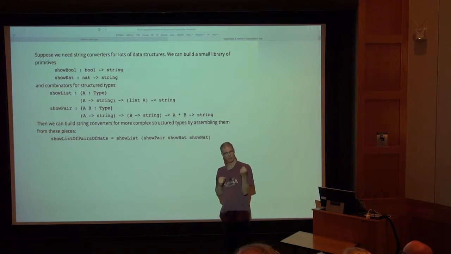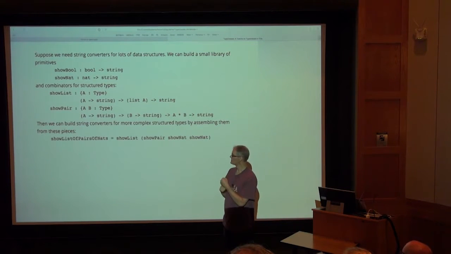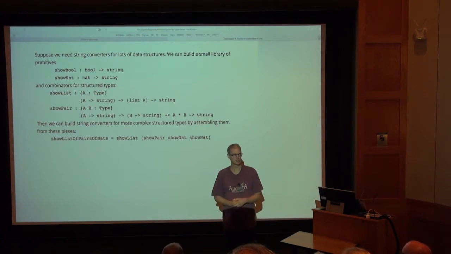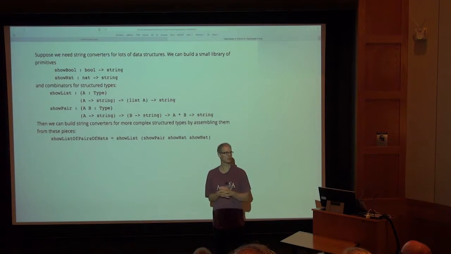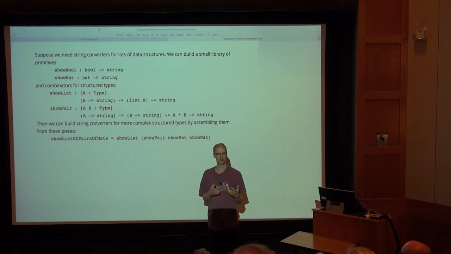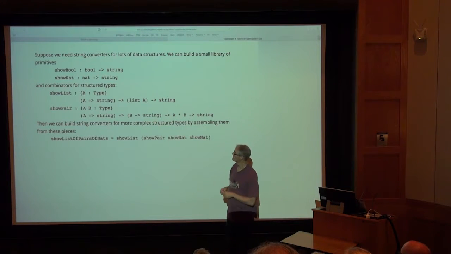So we want to have just one function show so that we don't have to remember the names of all of these things. But show is not a parametrically polymorphic function. It doesn't behave the same on Booleans and numbers. Rather, it does something related but different on those two types.